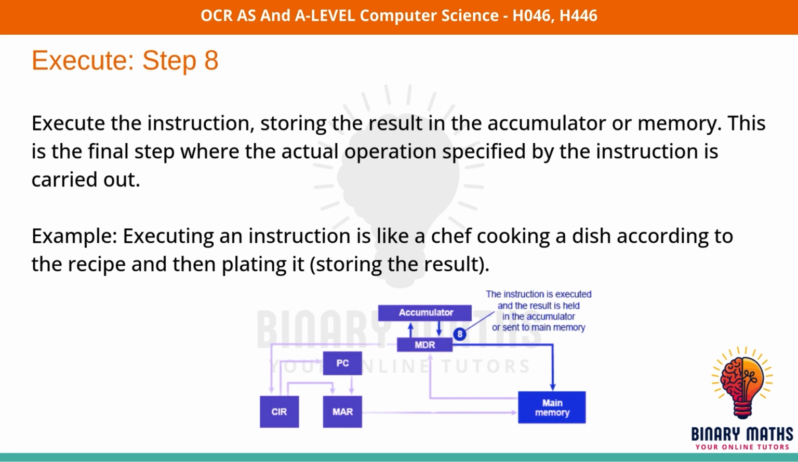During the execute stage, the CPU performs the operation specified by the instruction. This might involve performing a calculation, moving data, or making a decision based on the data. The result of the operation is then stored in the accumulator or memory, ready for the next instruction. This step is where the CPU actually performs the work specified by the instruction.